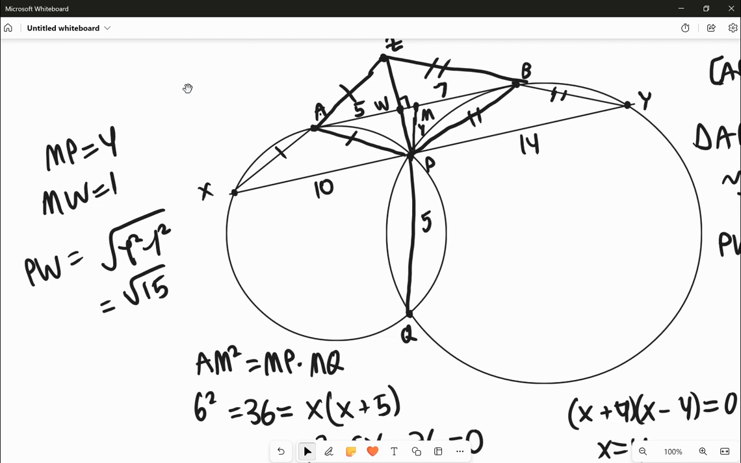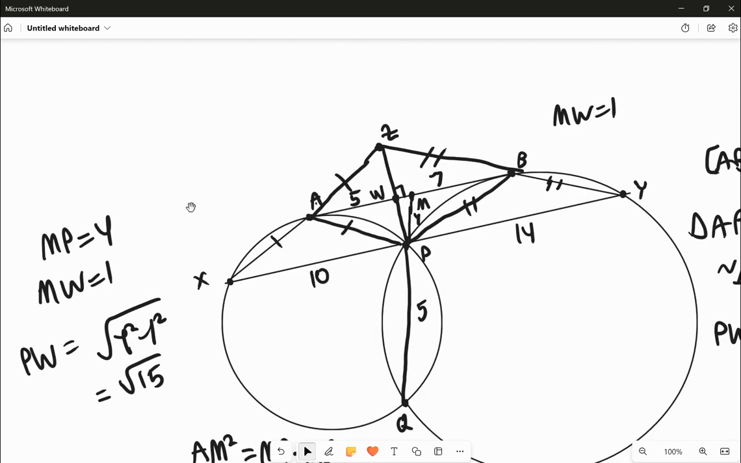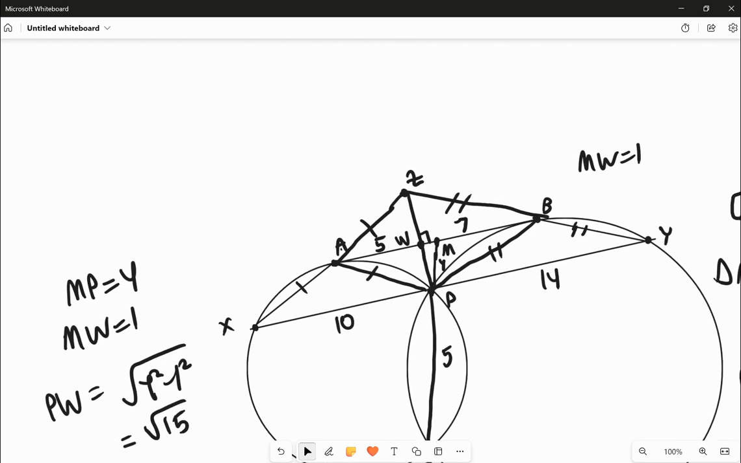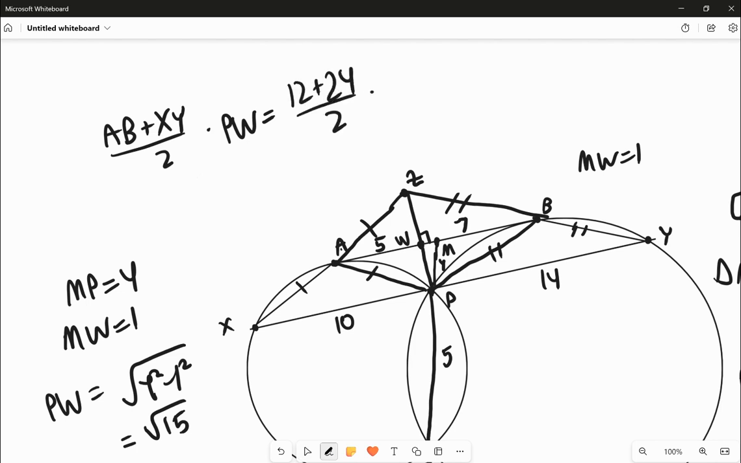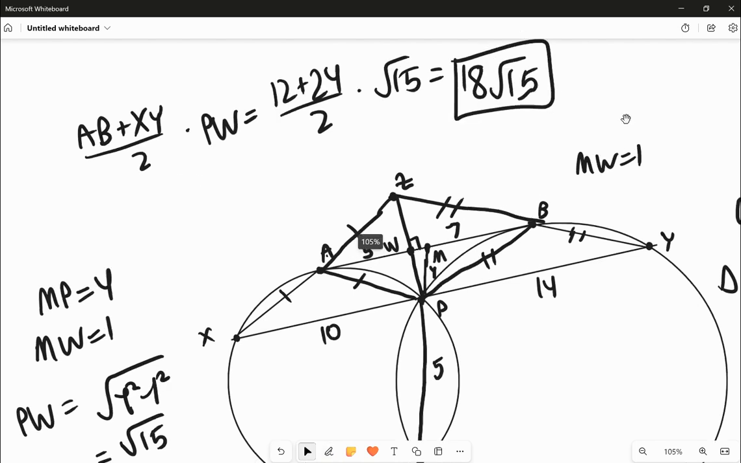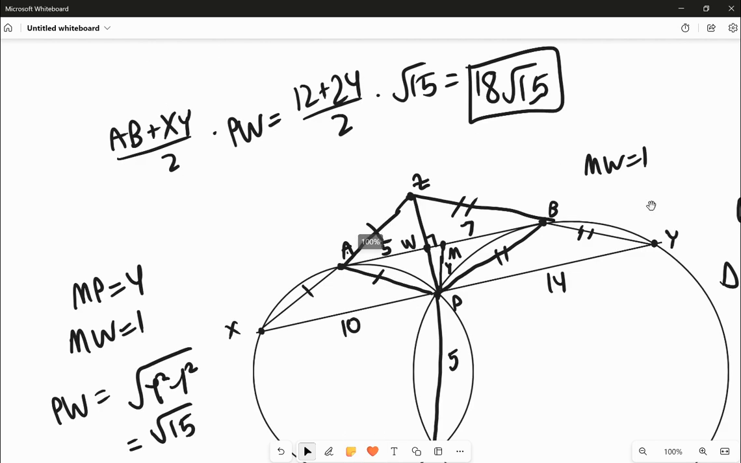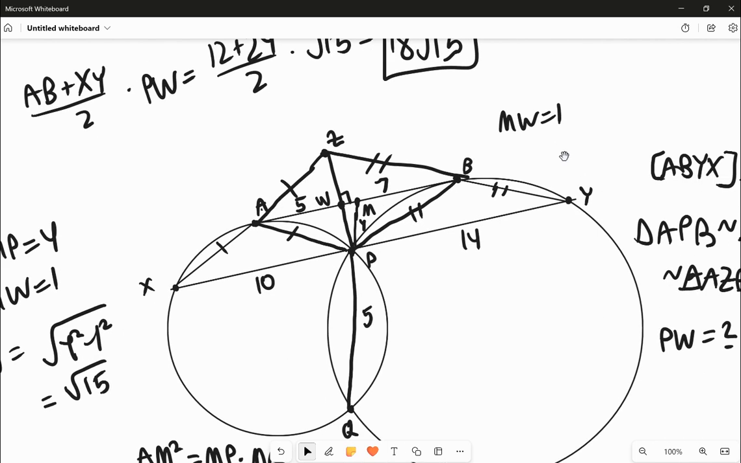And now we know the height of the trapezoid, and we know each of the bases, so we're pretty much done. We can find that the area of the trapezoid is AB plus XY over 2 times PW, which is equal to 12 plus 24 over 2 times square root 15, and we get the final answer, 18 square root 15.